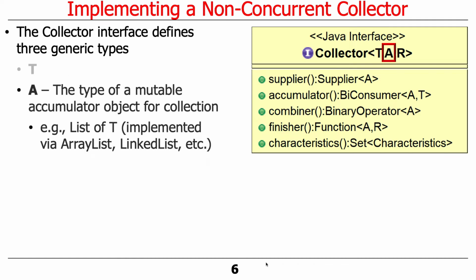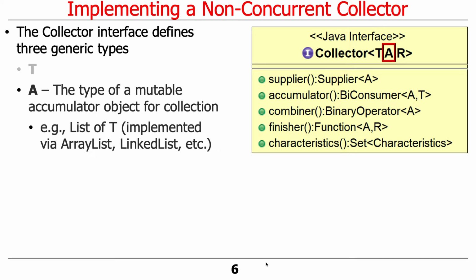A is the type of mutable accumulator object for a collection. So, for example, if you're going to be having a list of something, like a list of strings or a list of objects or a list of search records or whatever, then it would be list of T, where T is the actual type that was defined as the first generic parameter. And this can be implemented by an array list, a linked list, or whatever. Lots of different things you can have for collectors.